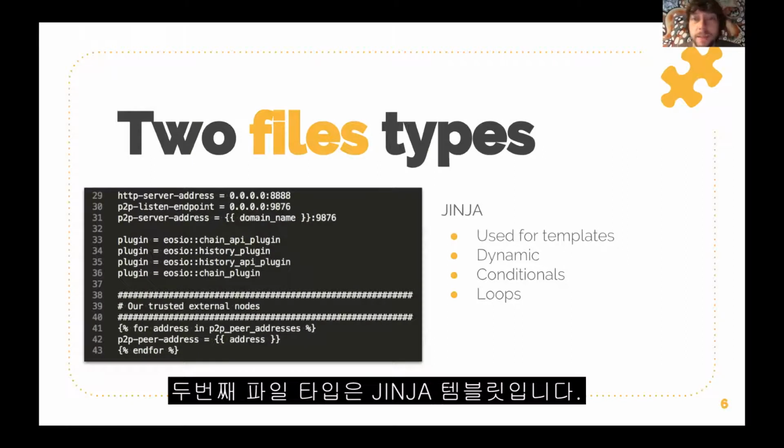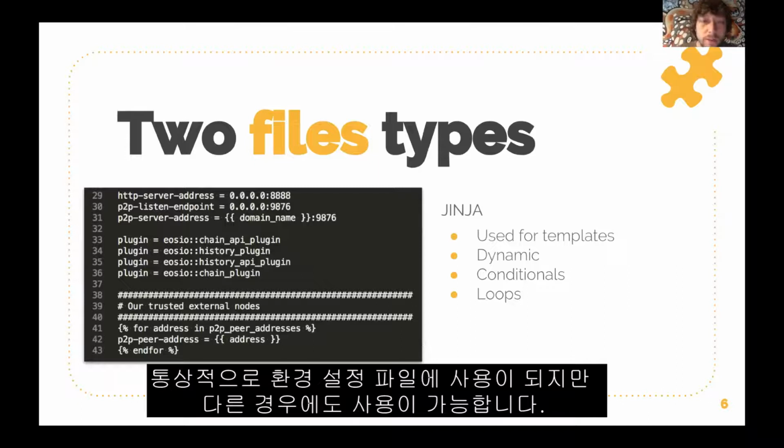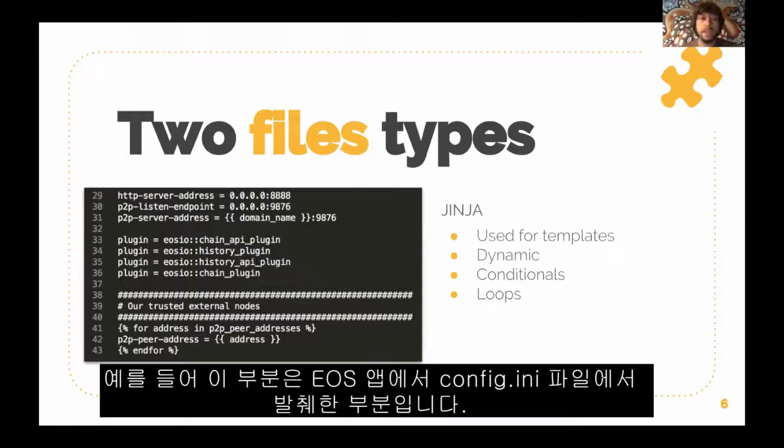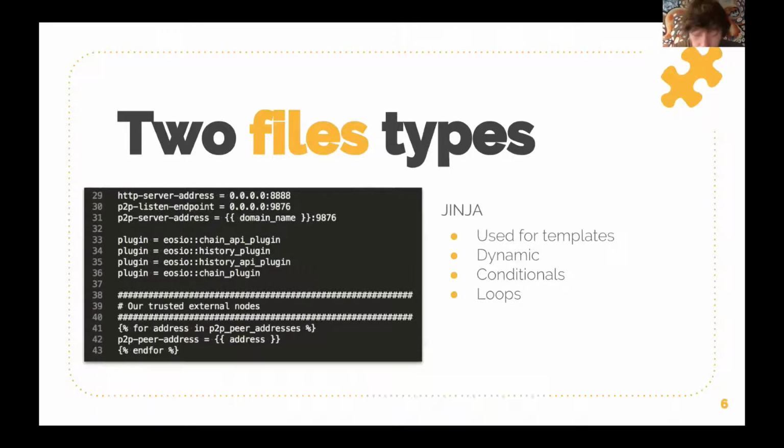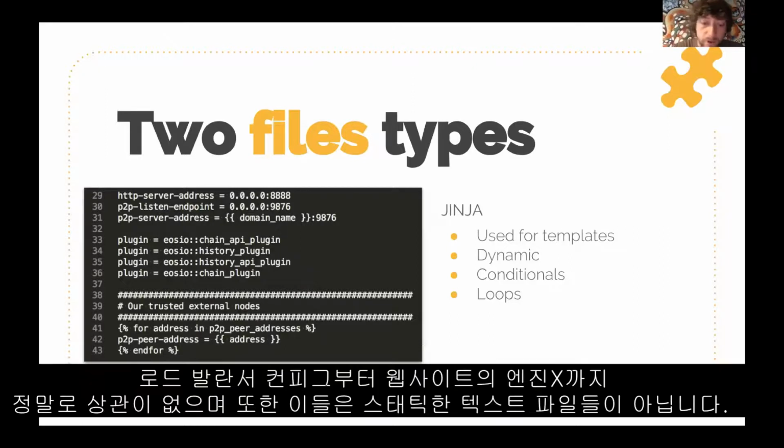The second file type is Jinja templates. So these are typically used for configuration files, although they can be used for other things. So in the example we have here, this is an excerpt from a config.ini for the EOS application. But this could be anything from a load balancer config, your Nginx conf for a website. It really doesn't matter.